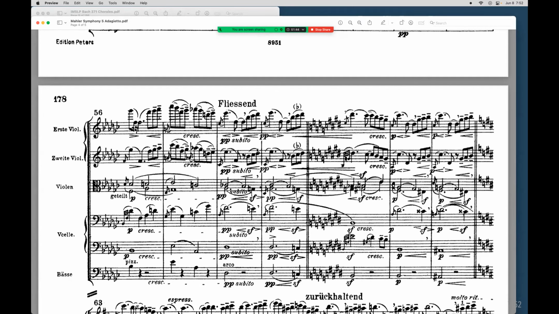Okay. So I played violin starting in 4th grade all the way through college. I occasionally bring it out every now and again.